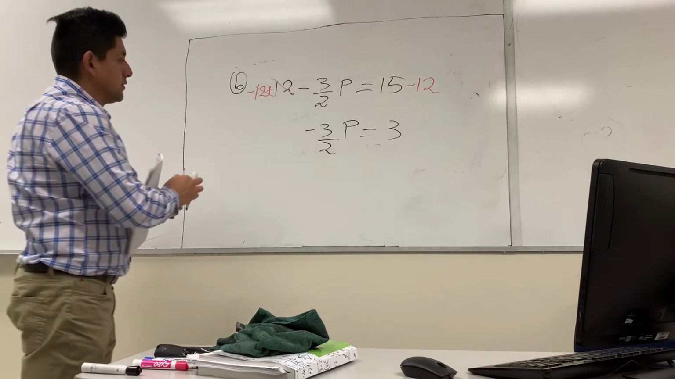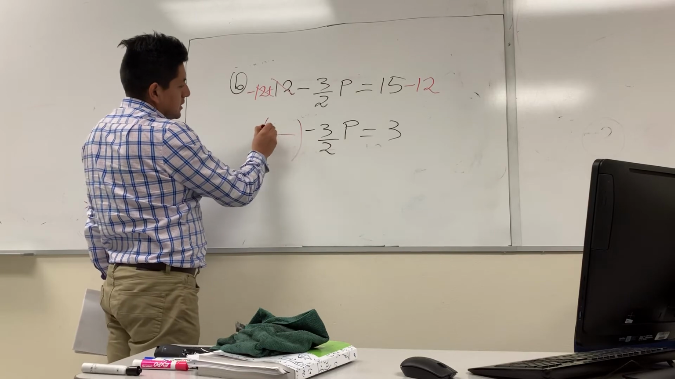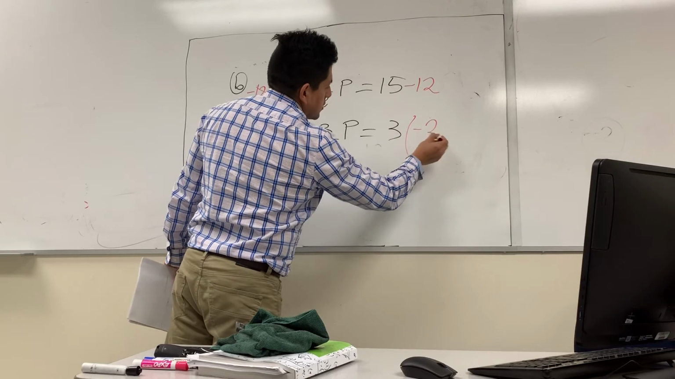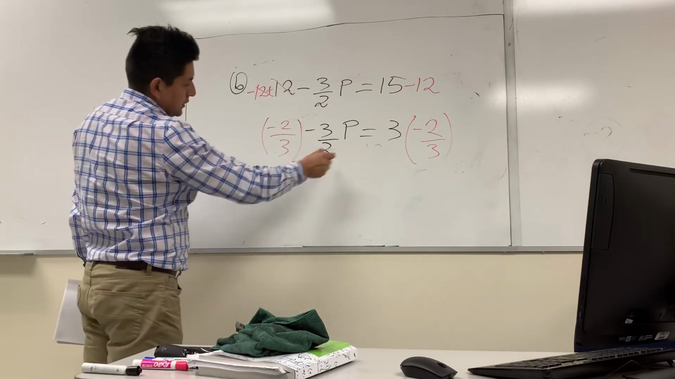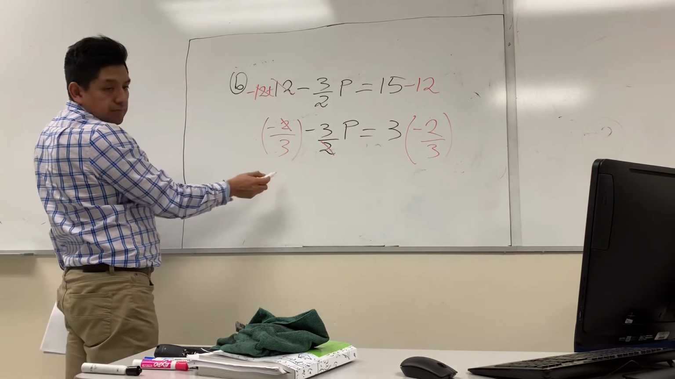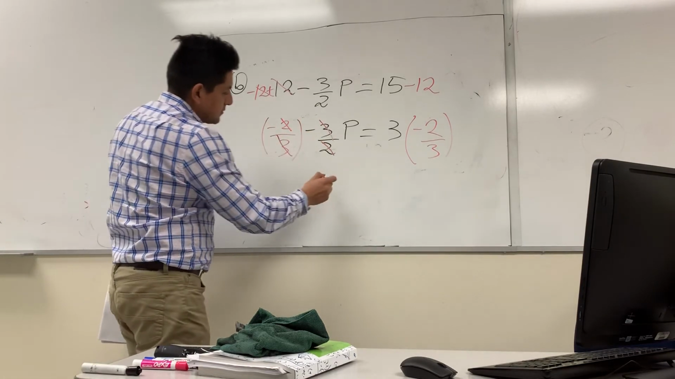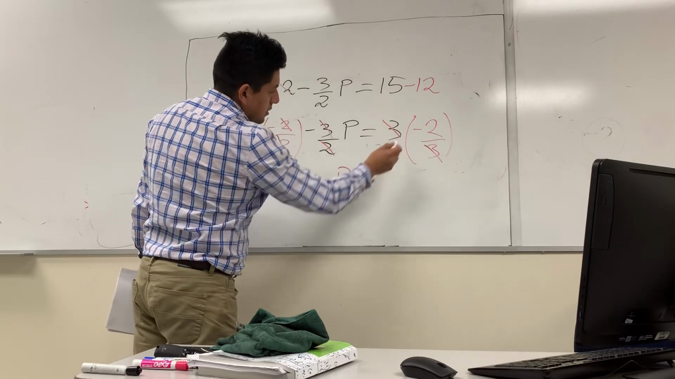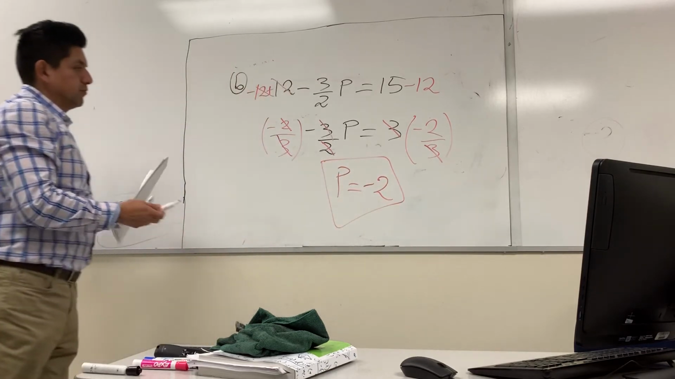Okay. So now I'm going to multiply both sides times negative 2 over 3, because that is the inverse of this fraction. And I can cancel out the 2s, one on the top, one on the bottom, and I cancel out the 3s. And the negatives become positive. P is equal to, I can cancel the 3 as well, I'm left with negative 2. So P is simply negative 2.